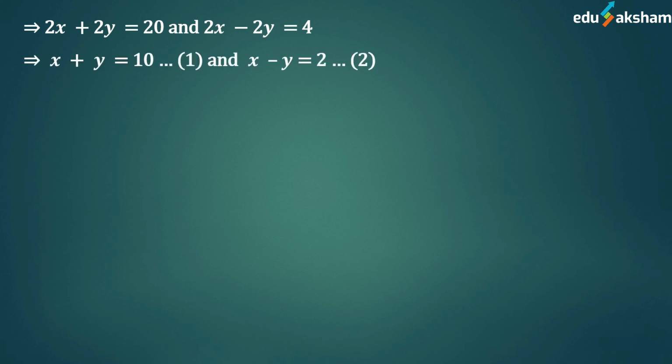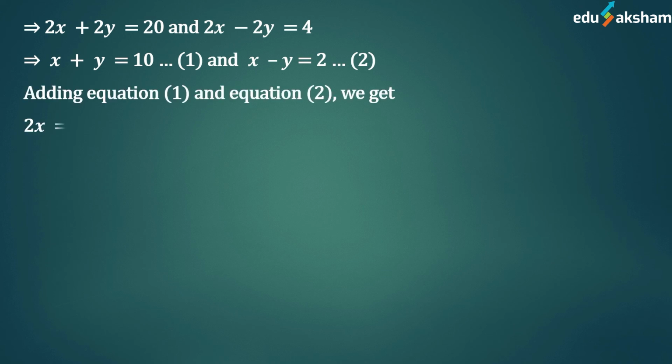इन्हें अगर हम simplify करें तो हमें मिलेगा 2x plus 2y equal to 20 and 2x minus 2y equal to 4. इन दोनों को हम further इस तरह से लिख सकते हैं, x plus y equal to 10 which will be the first equation and x minus y equal to 2 which will be the second equation. इन दोनों equations से हम ये देख सकते हैं कि y carries opposite signs, which means अगर हम 1 and 2 को add कर दें तो y के terms eliminate हो जाएंगे and we will be left with 2x equal to 12 and हमें x की value 6 मिल जाएगी.